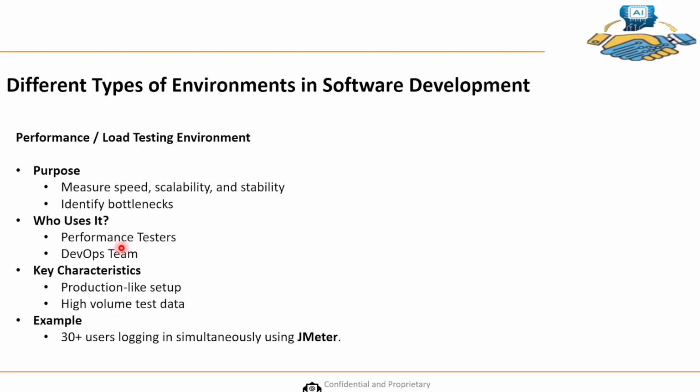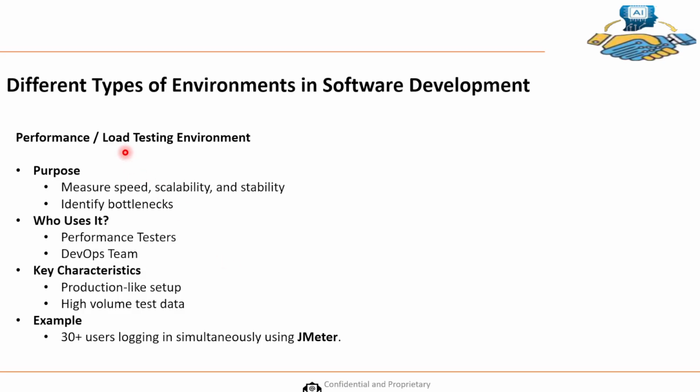And mostly performance testers and the DevOps team are using this environment. The setup is a kind of production environment with high volume test data. We are verifying on the performance environment, for example, 30 plus users logging in at a time using JMeter. So this is possible on the performance environment.